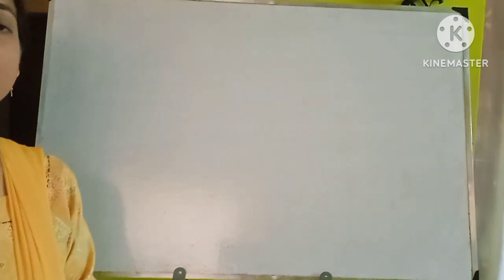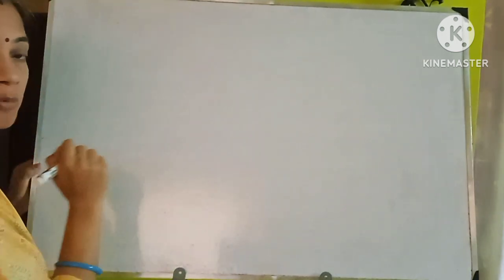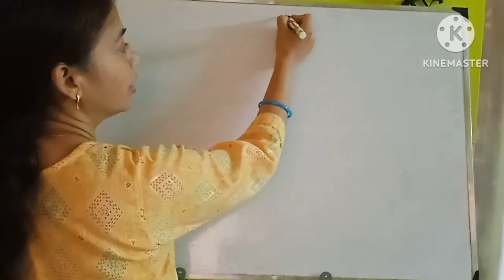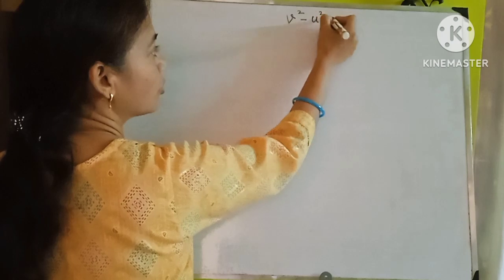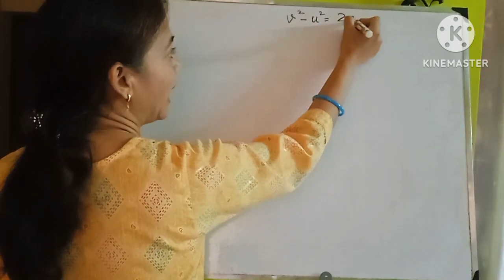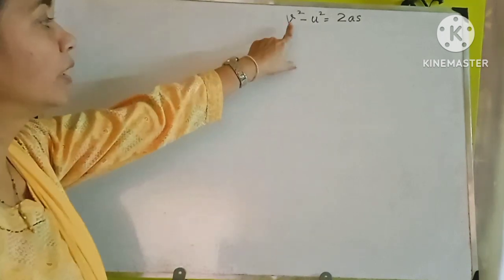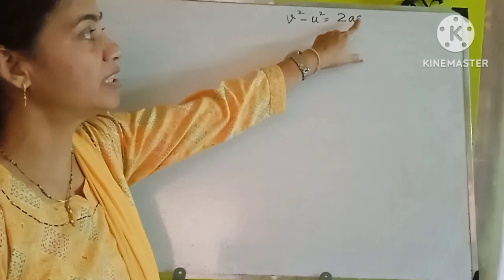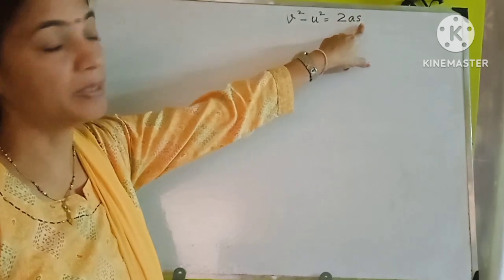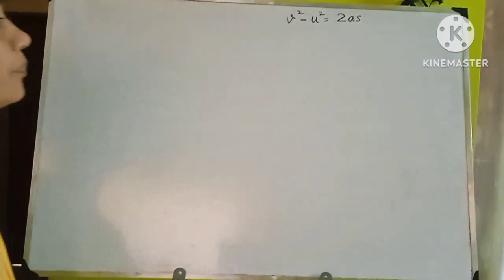Hello friends, today we are going to do graphical derivation for the third equation of motion. You know the third equation of motion; how do we write it? It is written as v square minus u square is equal to 2as, where the symbols have their usual meaning. v is the final velocity, u is the initial velocity, a is the acceleration and s is the displacement or the magnitude of displacement, which we can write as distance.